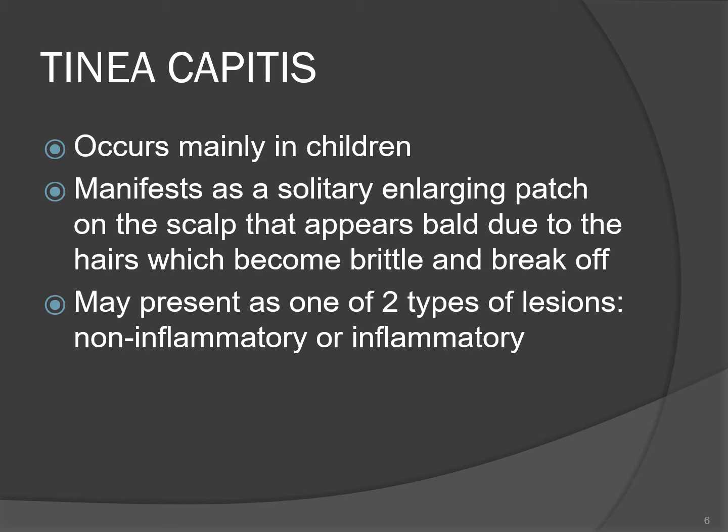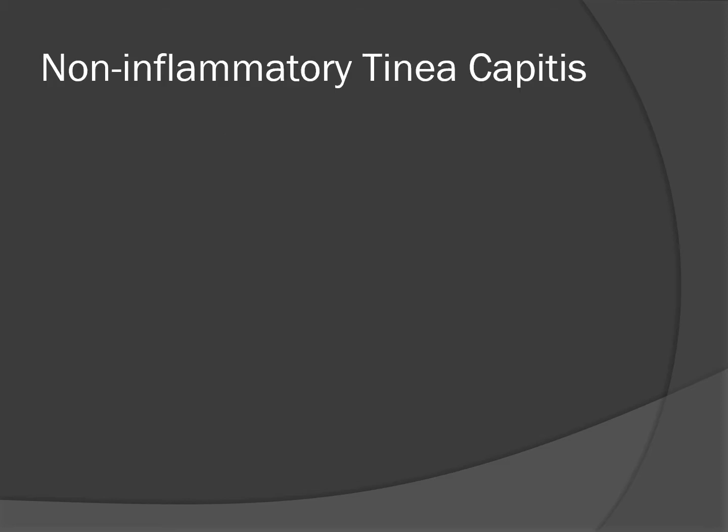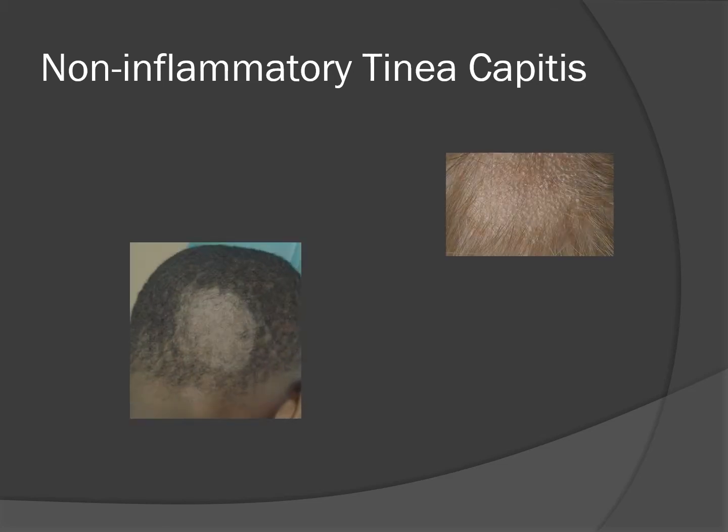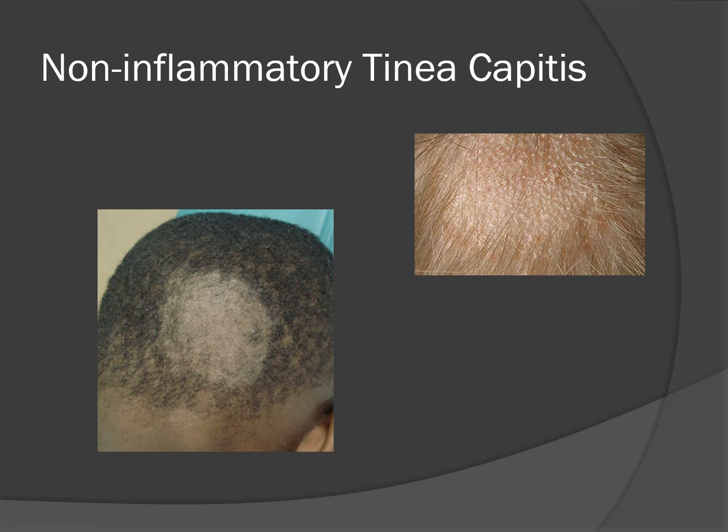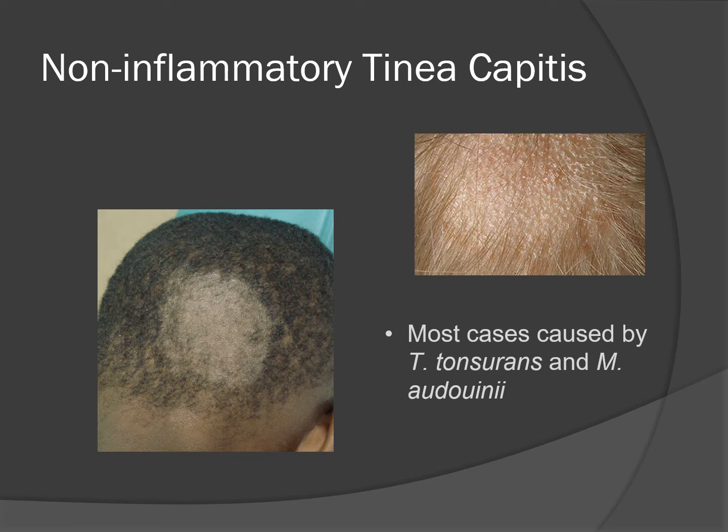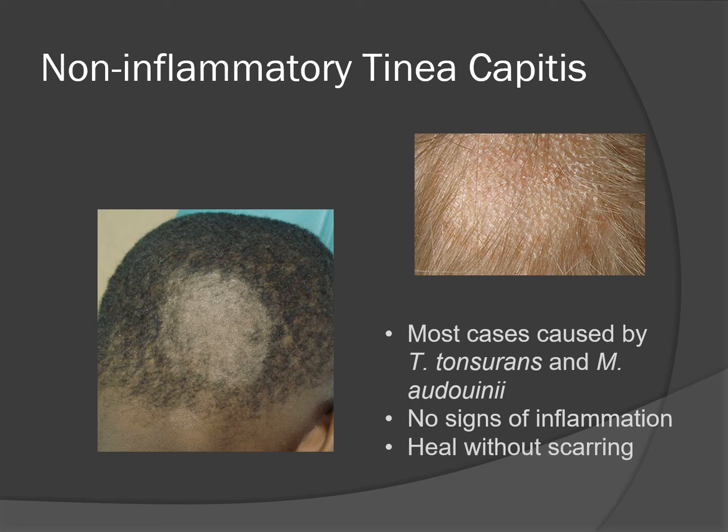They may present as one of 2 types, namely the non-inflammatory type or the inflammatory type. The non-inflammatory type of Tinea Capitis usually presents as these solitary scaly patches on the scalp. Most cases are caused by Trichophyton tonsurans and Microsporum audouinii. In these lesions, there are no signs of inflammation, and so they tend to heal without scarring.